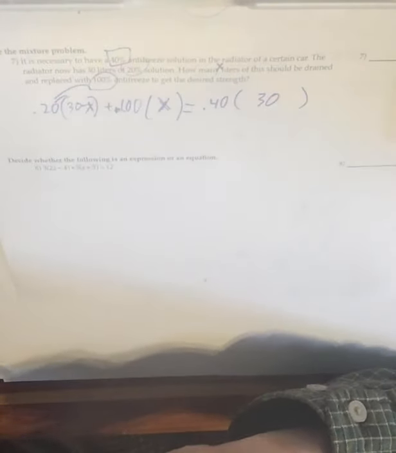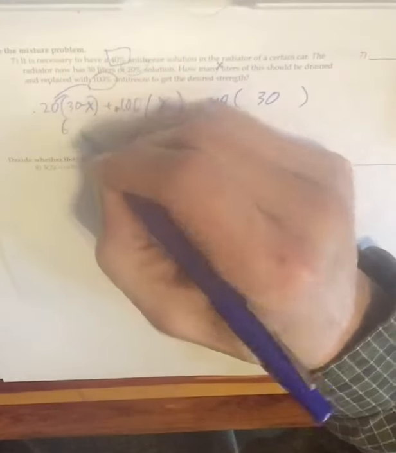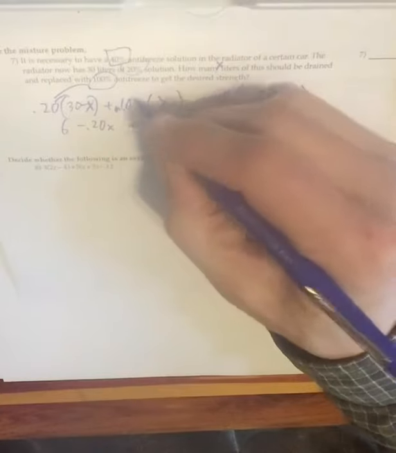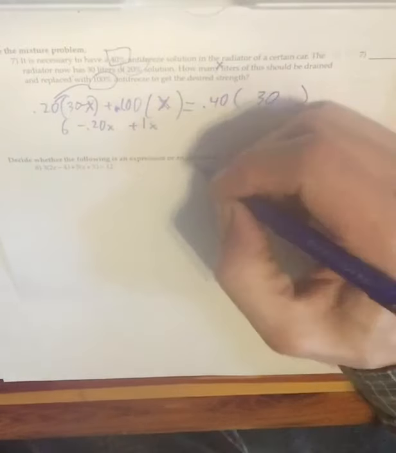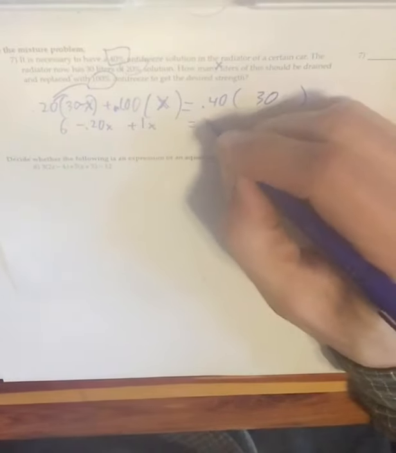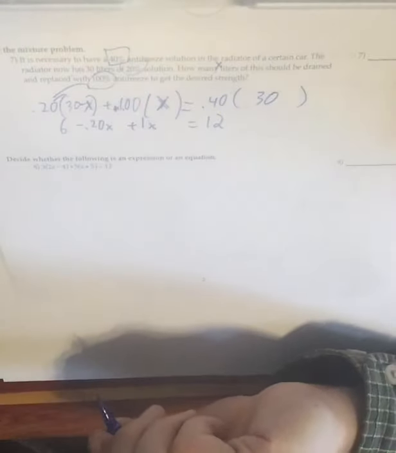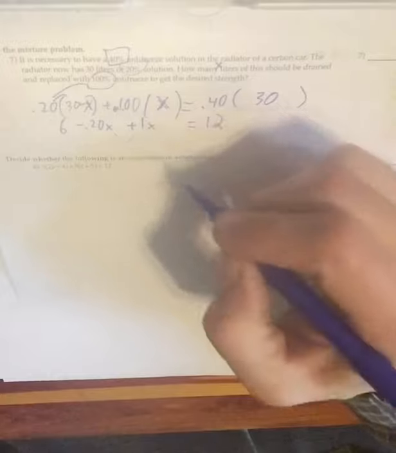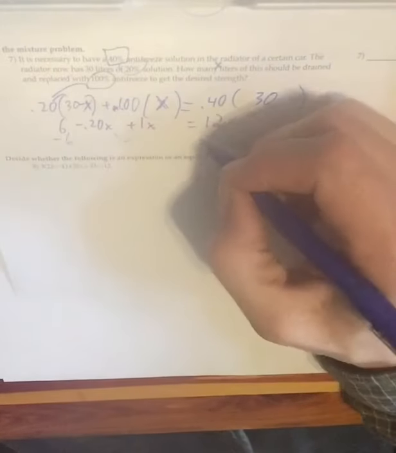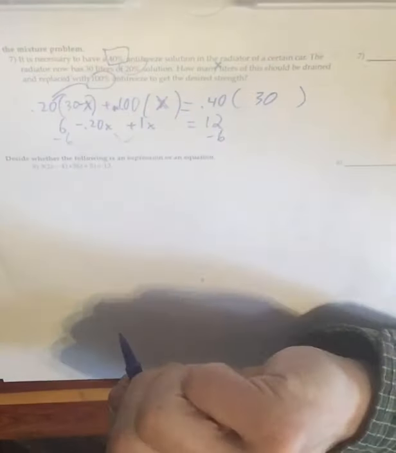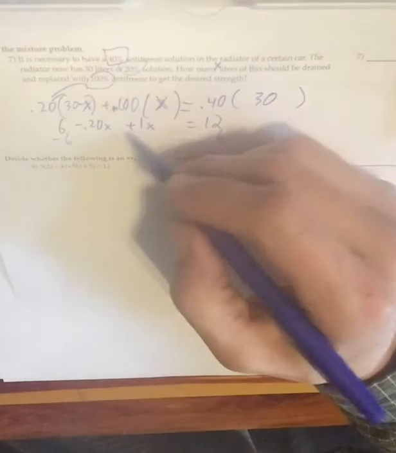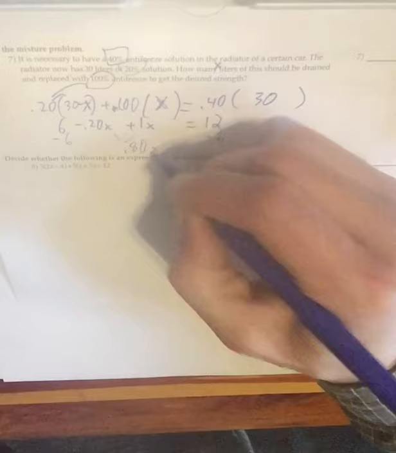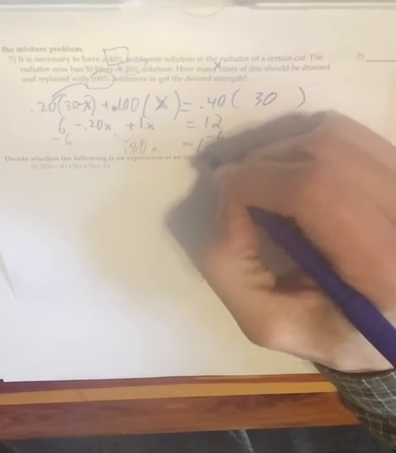0.20 times 30 is 6. Minus 0.20x. This is really just 1 times x. And this is 12. And you multiply that out. So I got x terms, but they're on the same side. Do the combining right there, and then we'll subtract 6 from both sides to get rid of that. So a couple things going on at once, but this combines to 0.80x. And this subtracts to 6.